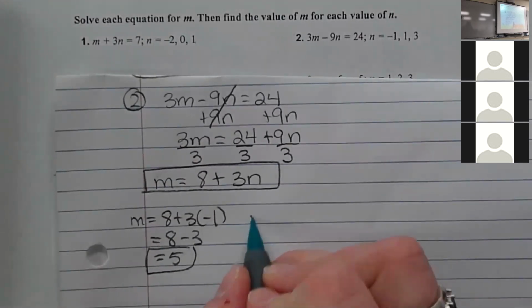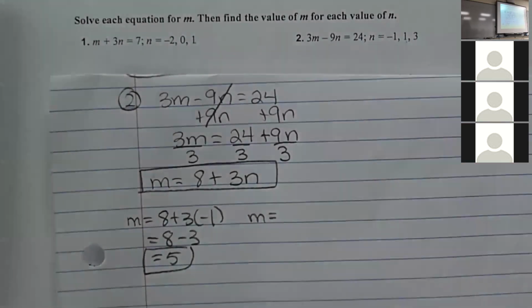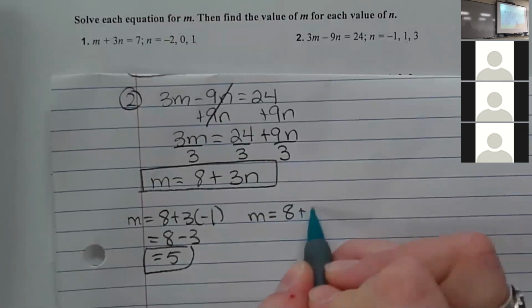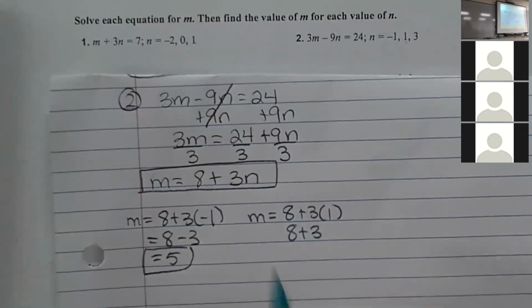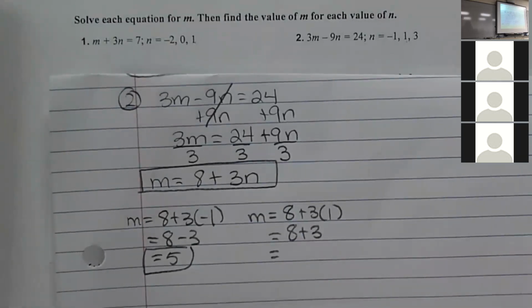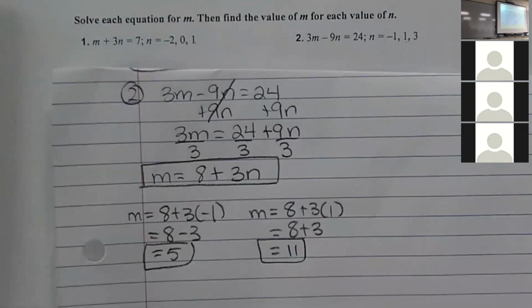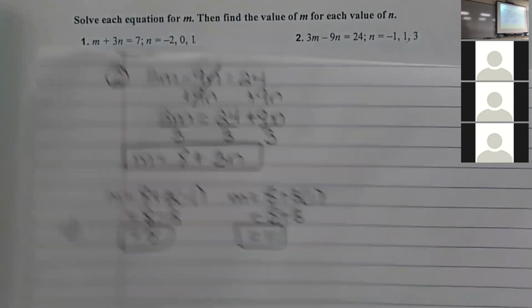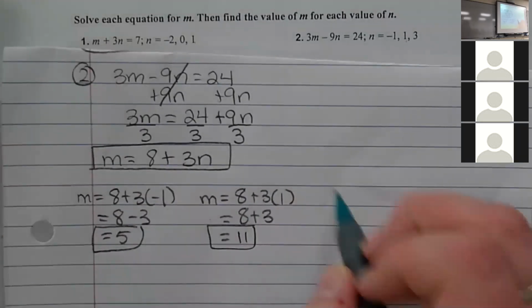Thanks. M equals, next number they want me to put in is a 1. 8 plus 3 times 1. Well, 3 times 1 is just 3. So what's 8 plus 3? Don't all say it at once. 11. You're going to want a calculator out too, because they don't all work out nice like number 2. I know. Okay, last one.